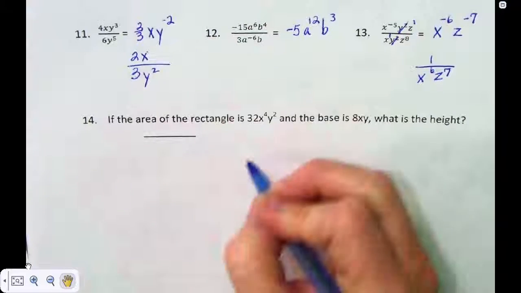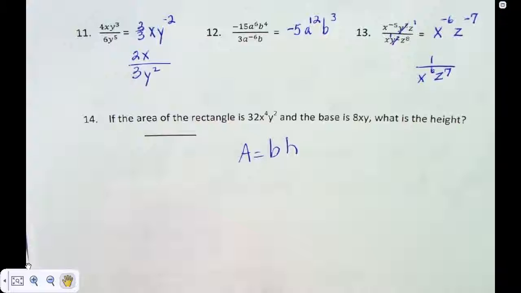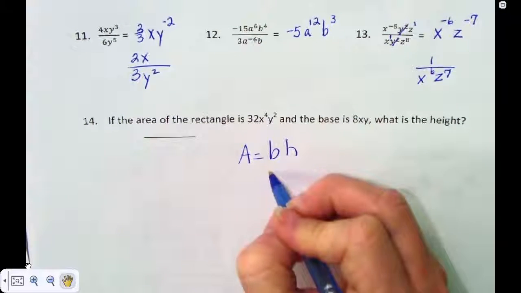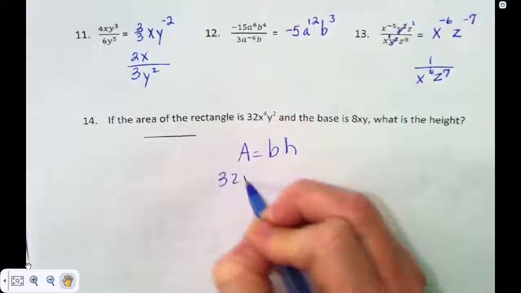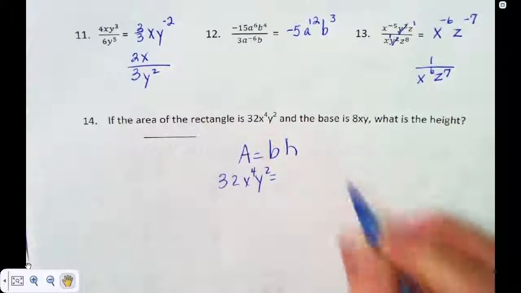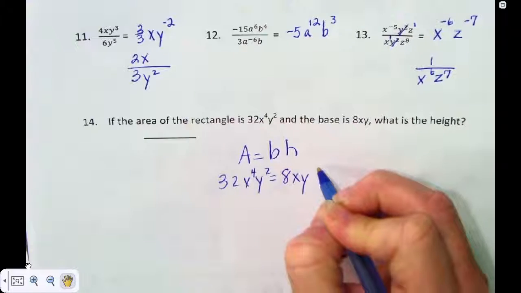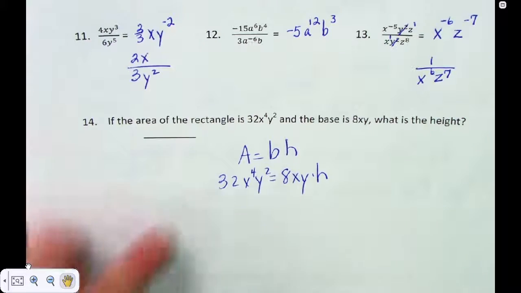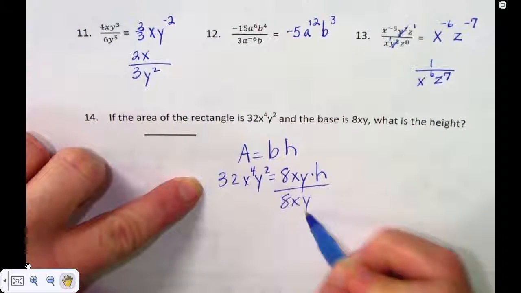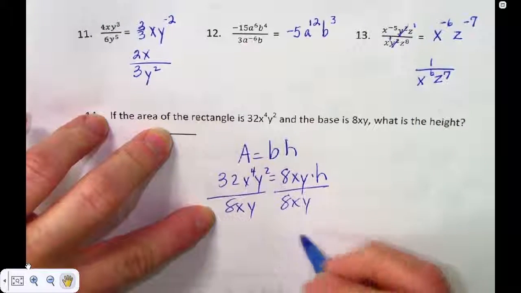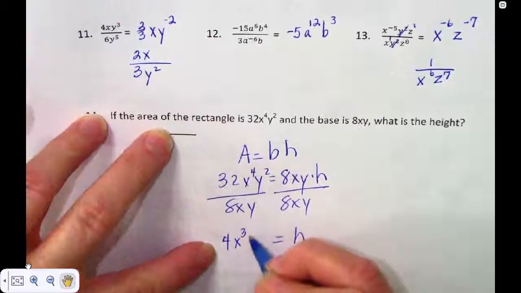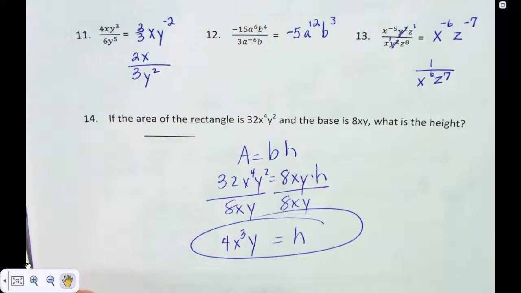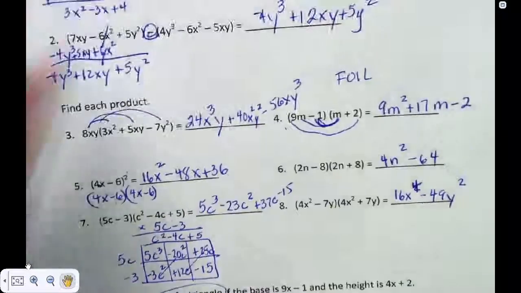Okay, number 14. Area of a rectangle, base times height, or length times width. So if the area is 32, I know it seems really simple, but I wish you'd have written the formula and followed it. Some of you didn't do that. So that's going to give you 4x to the 3rd y. Okay, put that in graded papers. We've been needing to do that.